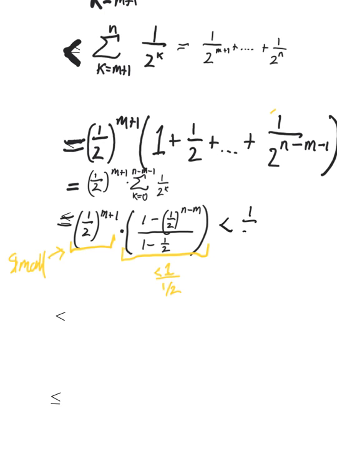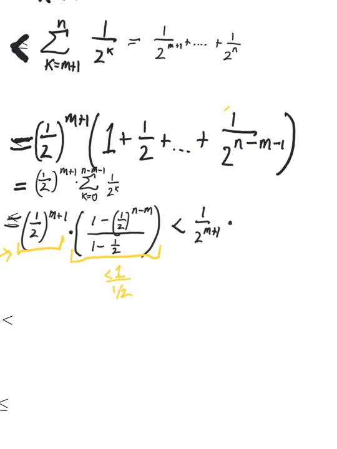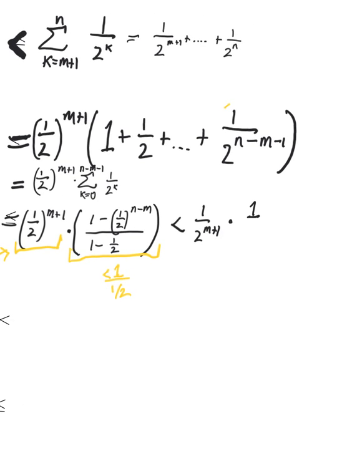I'll leave the 1 over 2 to the m plus 1 alone, times 1, because this numerator is less than 1, and the denominator is 1/2. And now let's simplify that a little bit more.